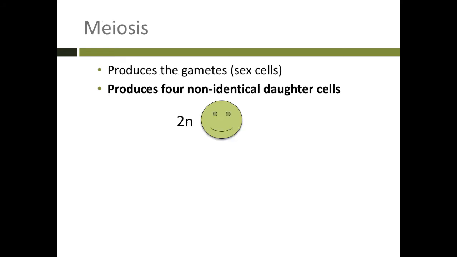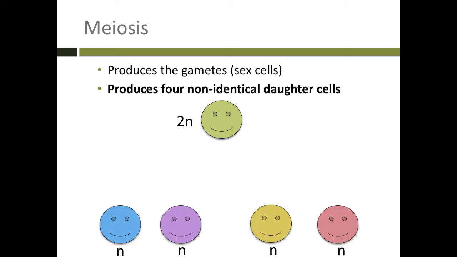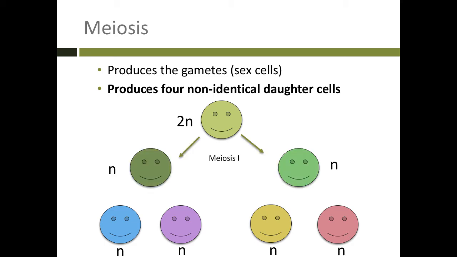So how do we make sex cells? Sex cells start as a diploid cell, and the end is four non-identical daughter cells, which are all haploid. To do this, the cell has to go through two rounds of division. The first round is called reductional division. This is where the cell goes from diploid to haploid. It is called reductional division because we're reducing the number of copies of chromosomes in each cell. We also call this round Meiosis I.